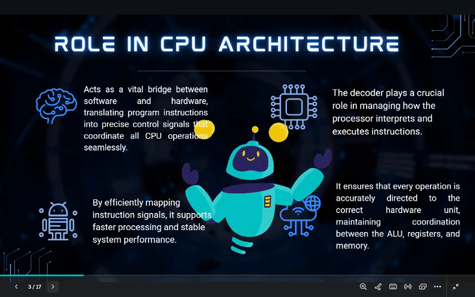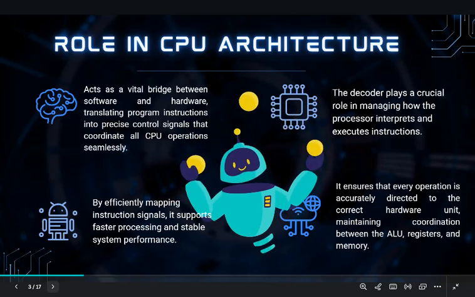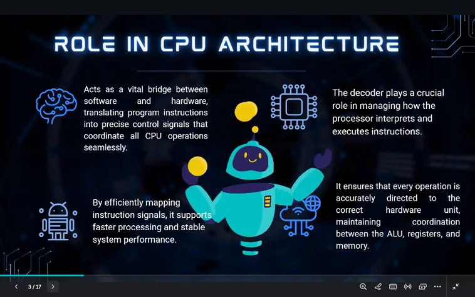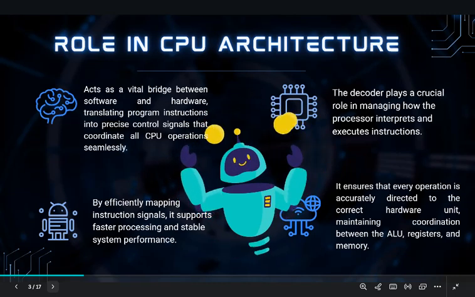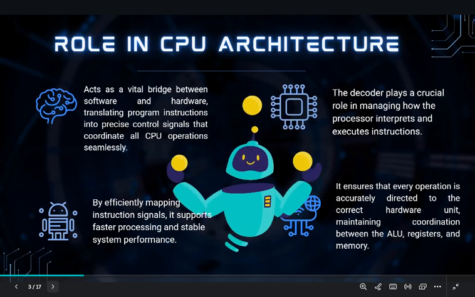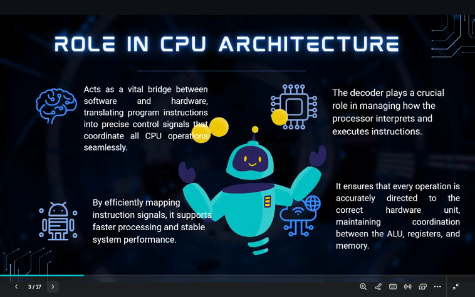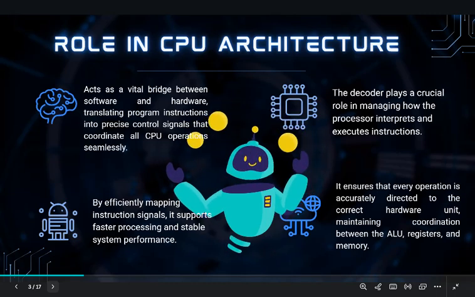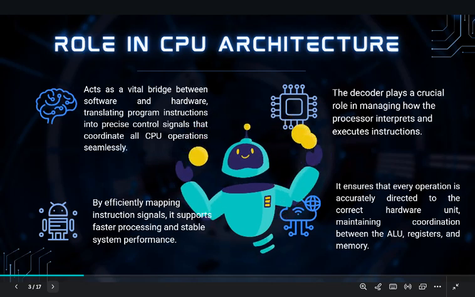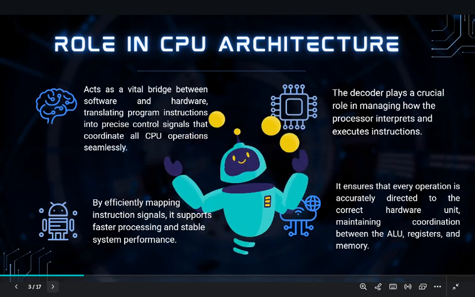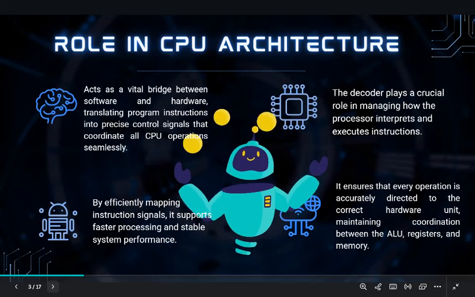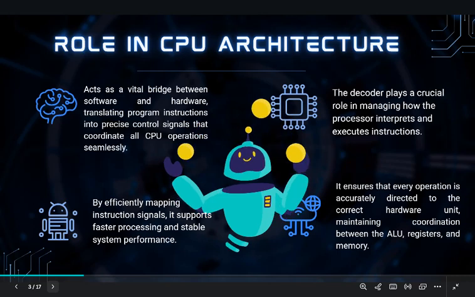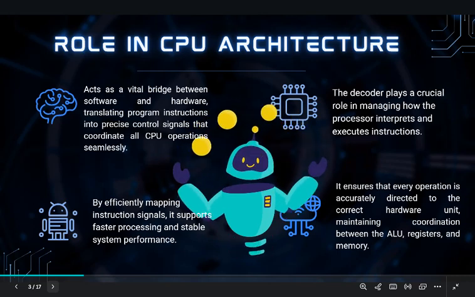What is the role of the decoder in CPU architecture? The instruction decoder plays a vital bridging role between software and the hardware. It acts as the translator that converts program level commands into electrical control signals. For example, when a program requests an addition or a move operation, the decoder identifies it from the opcode and signals the ALU or the registers accordingly. This ensures that each instruction reaches the correct hardware unit at the right time, maintaining synchronization and enabling seamless CPU operations.